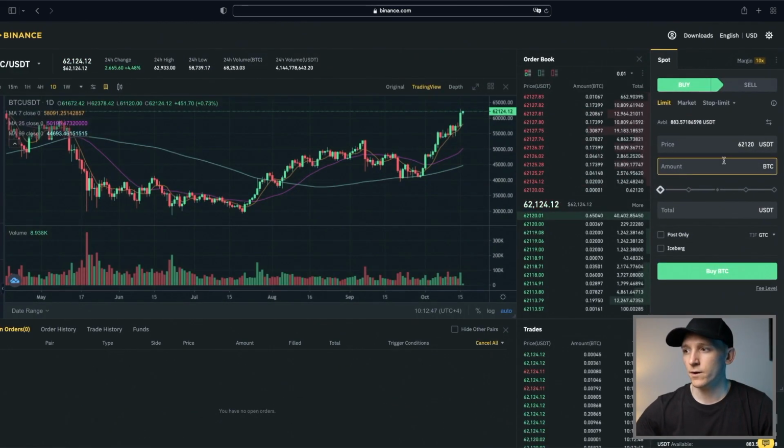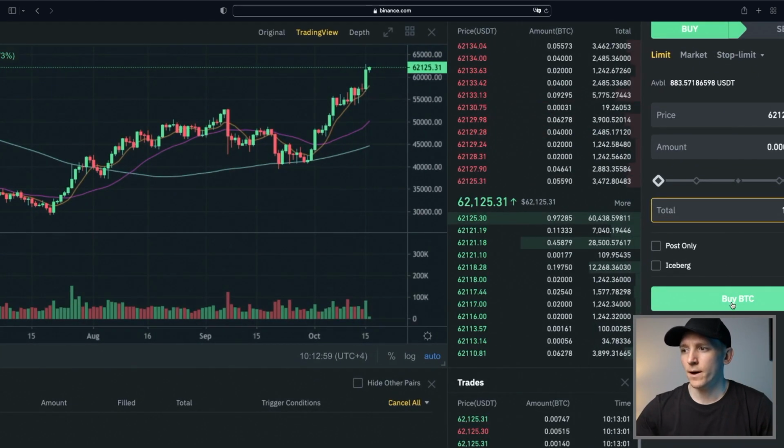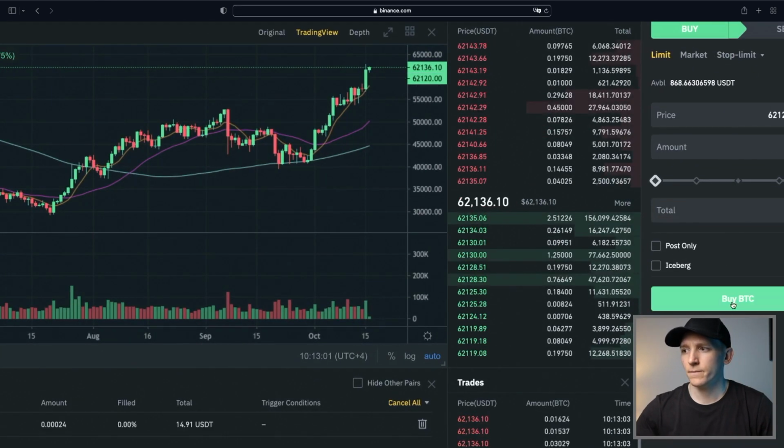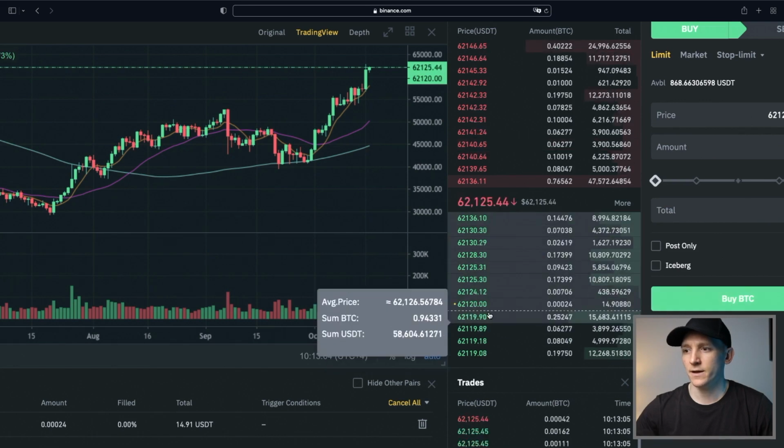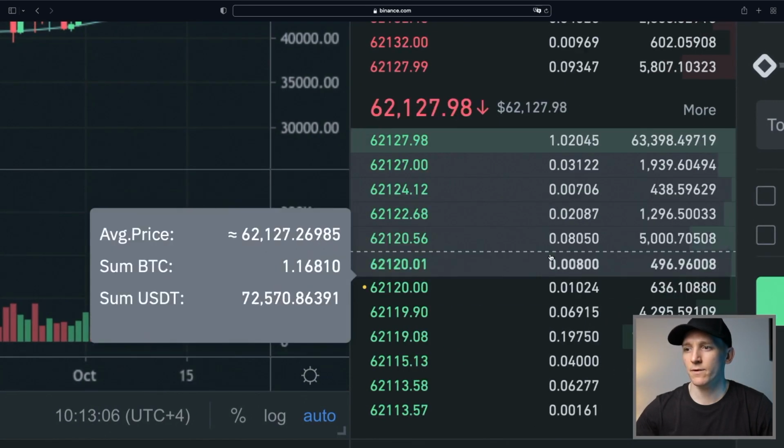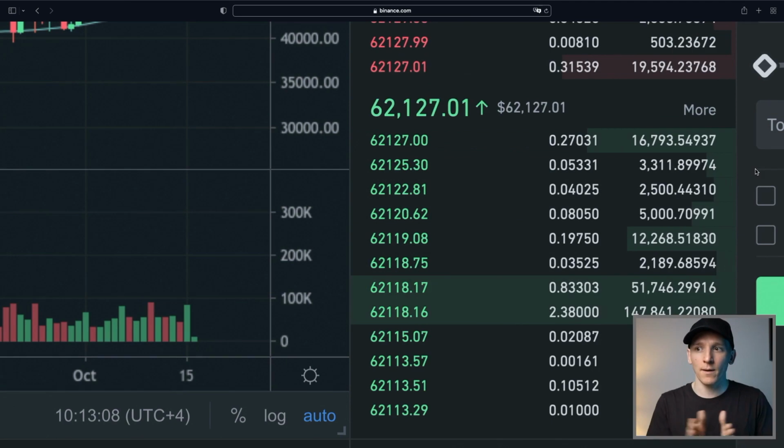I'm just going to choose amount again. I don't want to put Bitcoin. I'm going to put an amount of US dollar tether down here. So I'm going to put $15 like last time, so we can put in this limit order. I'm going to put buy BTC. And you can see my order right here, and it's going to bounce around. So I haven't traded yet, but I'm on the order book.